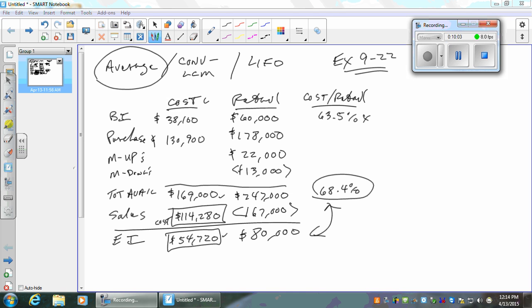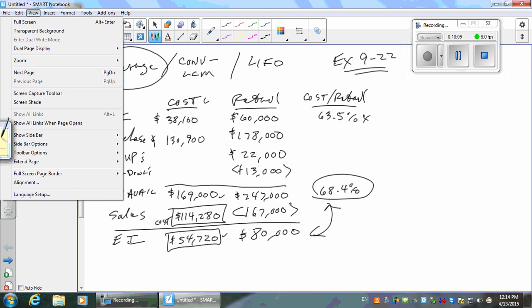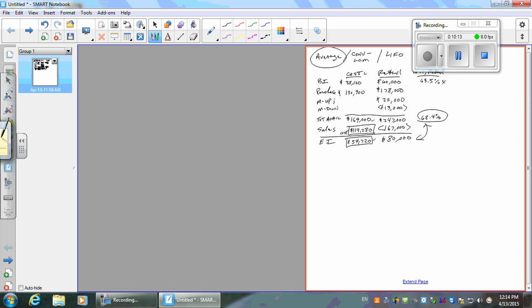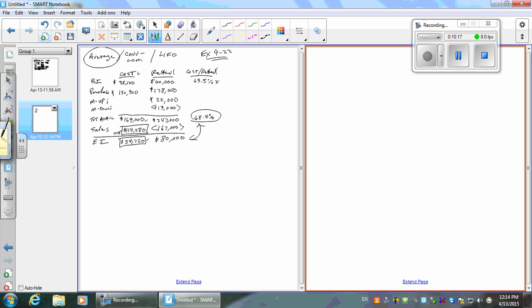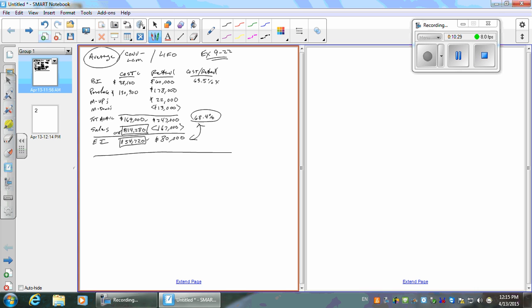Now, if you wanted to show, instead, we wanted to show conventional lower of cost or market, what would you do? So let's give conventional lower of cost or market a shot. Okay? So now we'll do that. Right here.